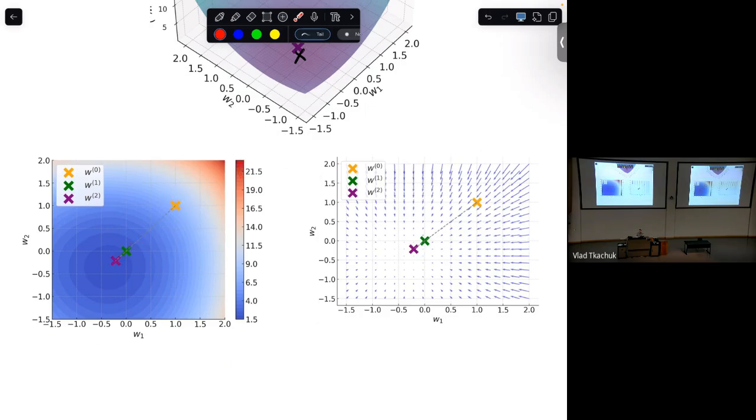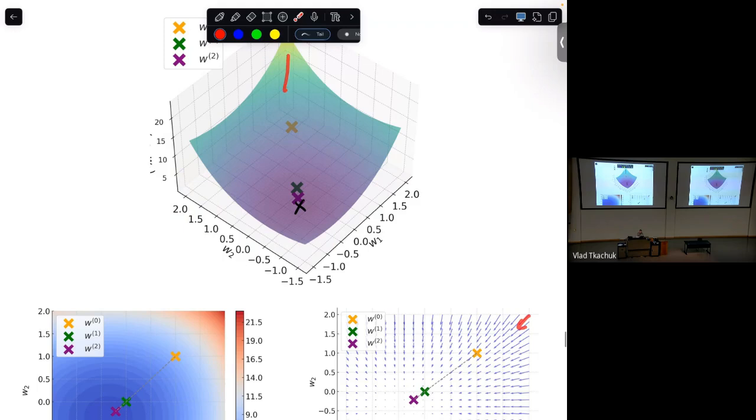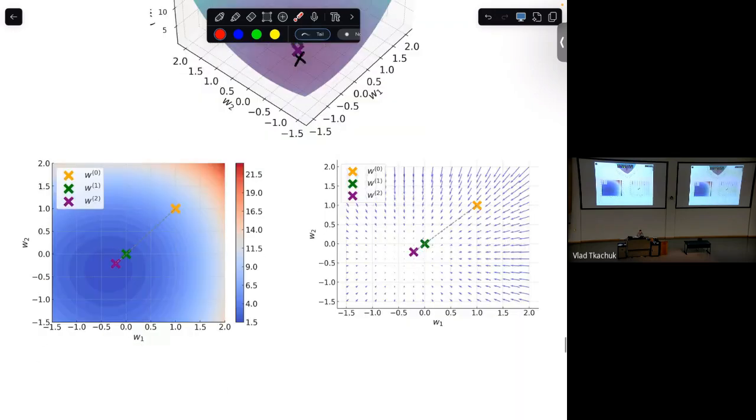You can also draw this plot on the right, where at each point you draw the direction of the gradient as an arrow. The longer the arrow, the bigger the gradient, the steeper it is. So you can see outside here, the function is very steep. As you get closer and closer, the gradients become smaller and smaller, but you can see they're still pointing in the directions you want to be going, which is somewhere around here, the minimum.